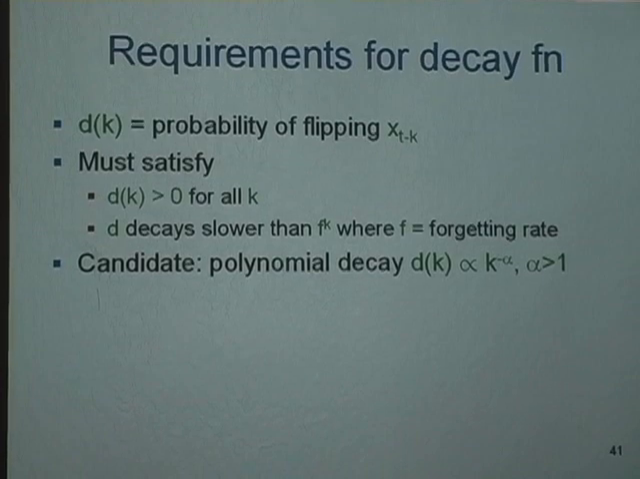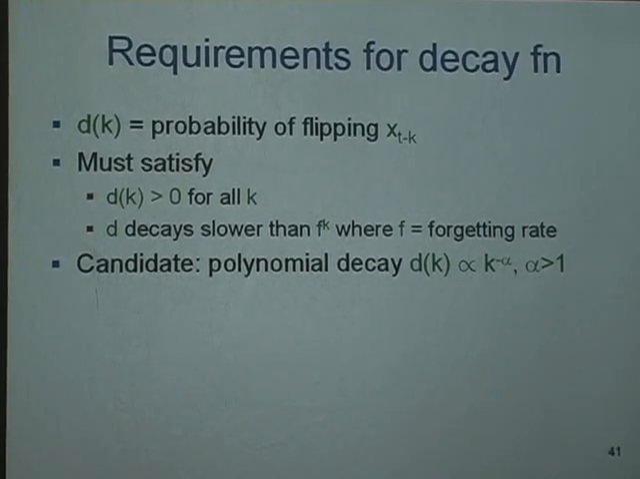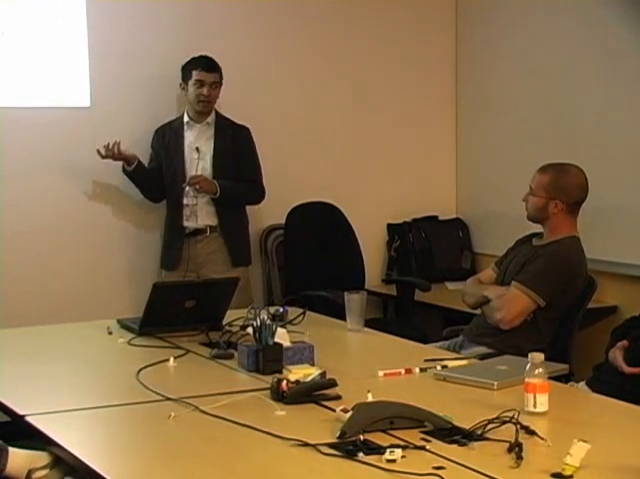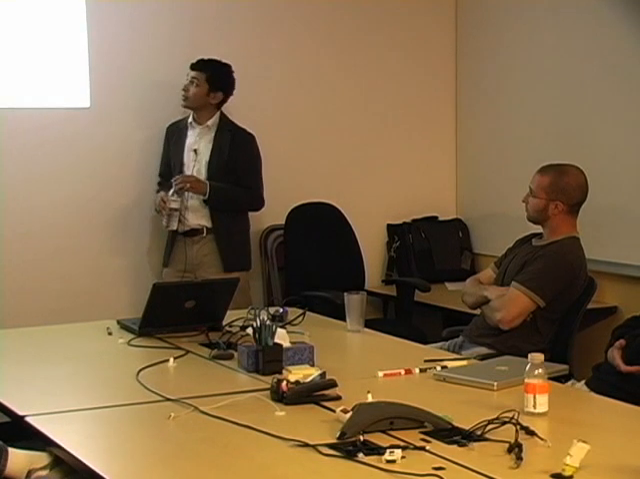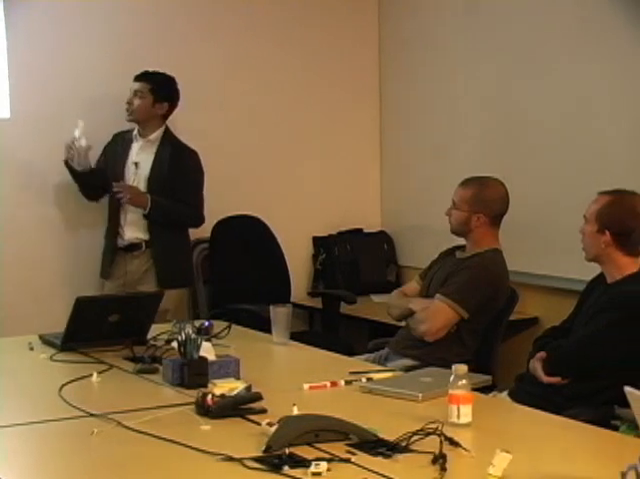Why wouldn't you want it to be exactly the forgetting rate? Yeah, ideally you could do that, but the forgetting rate might be hard to compute. It may also vary with the observation sequence in different parts of the chain. So a polynomial will dominate any exponential. So I guess what you want is that decay is no faster than the forgetting rate, right? Yeah. If you match it, it would be fine. Not strictly slower, but no faster.